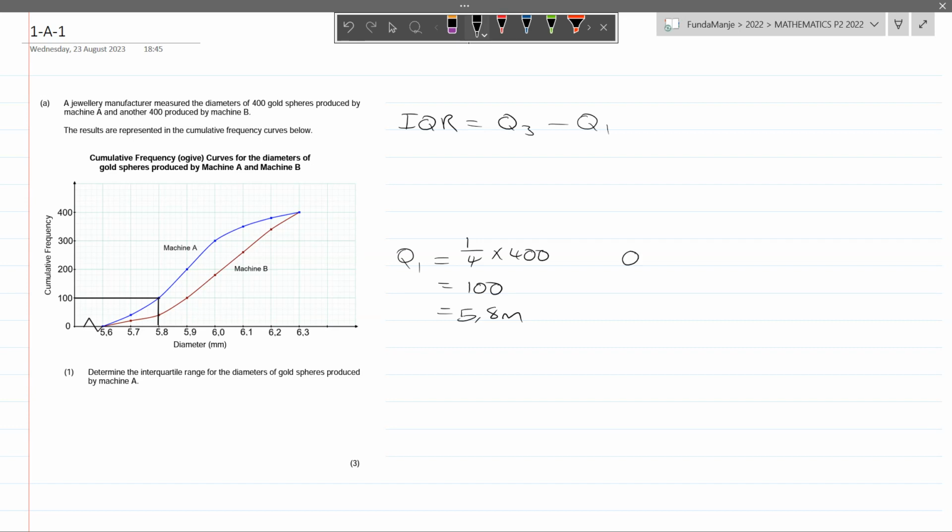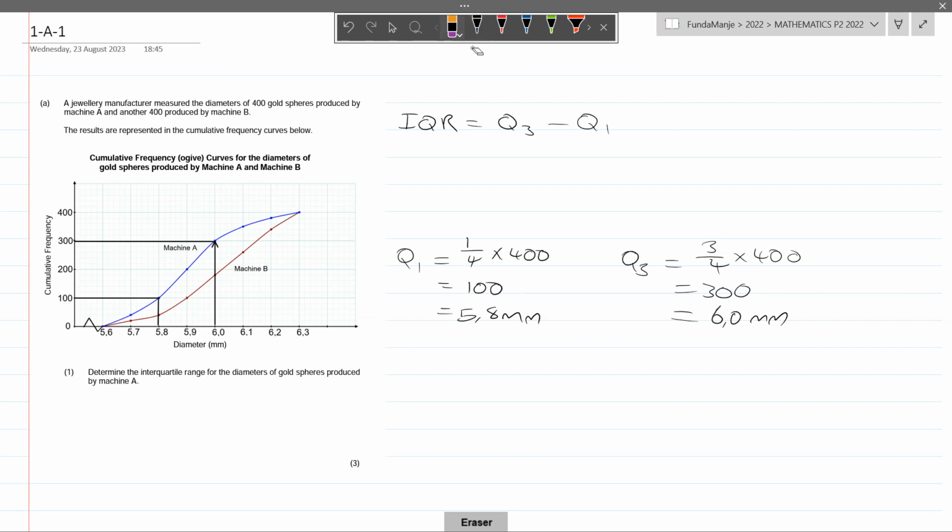millimeters, if you will. Then Q3, the third quartile, would be 3 over 4 times 400, which would now be 300. And we would then find, again, we trace it to machine A and then take it down to read off the value at the x-axis. In this case we see that it is 6.0 millimeters.